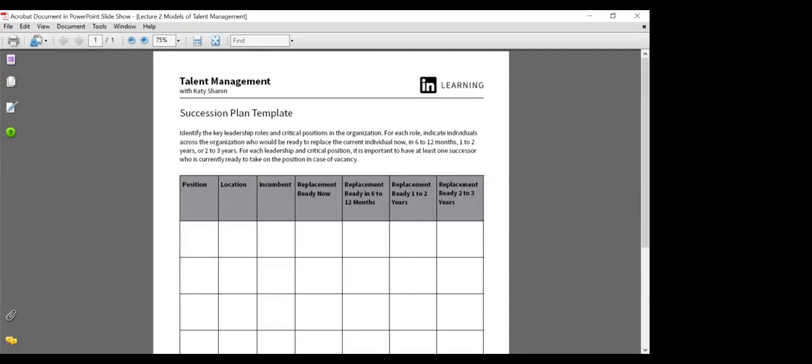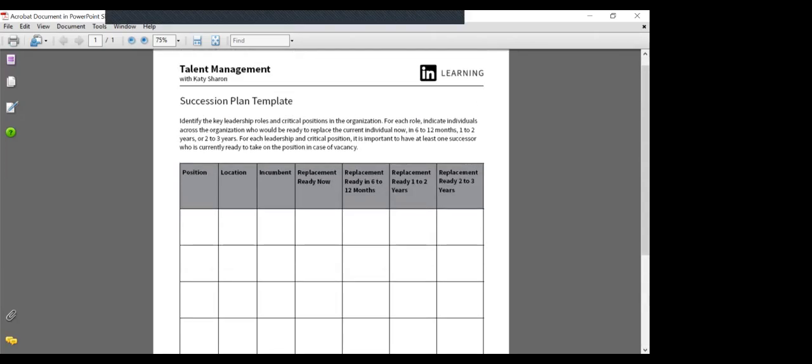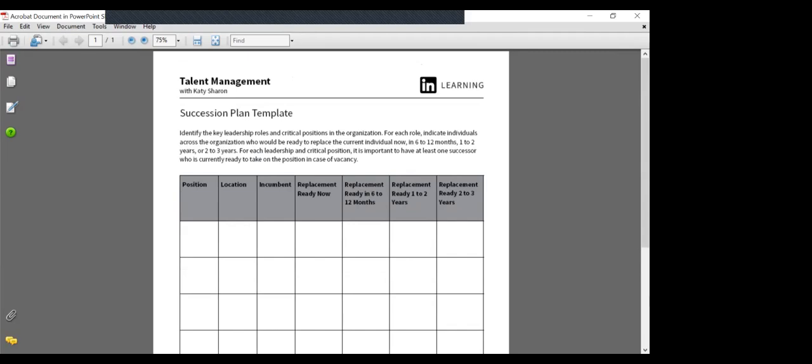Are they ready currently? Is it 6 months? Is it 1 year? Is it 2 years? So therefore, you feel that much more secure as far as the important roles are concerned. So this, I will share this. You can use it, if you wish to. Any questions, observations, thoughts?